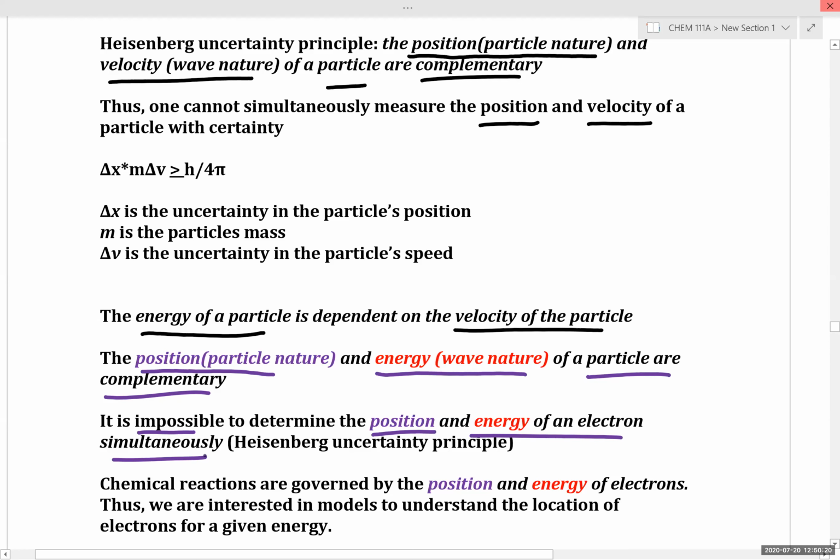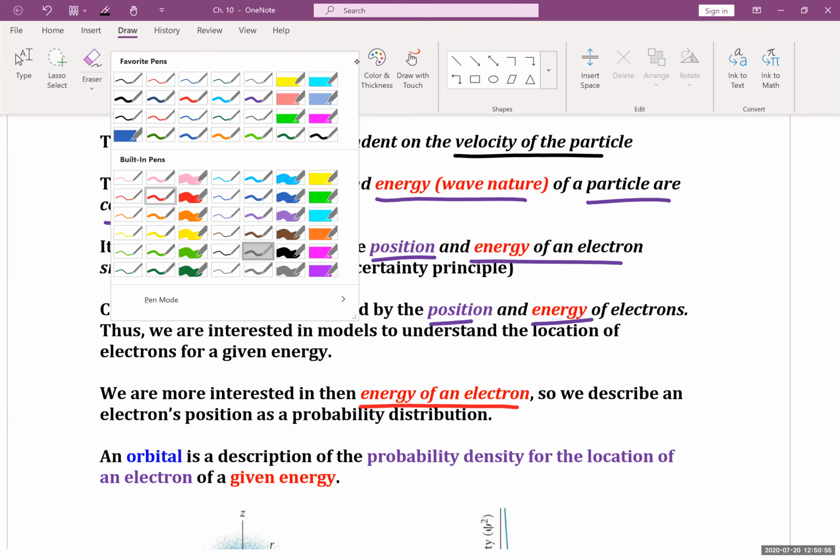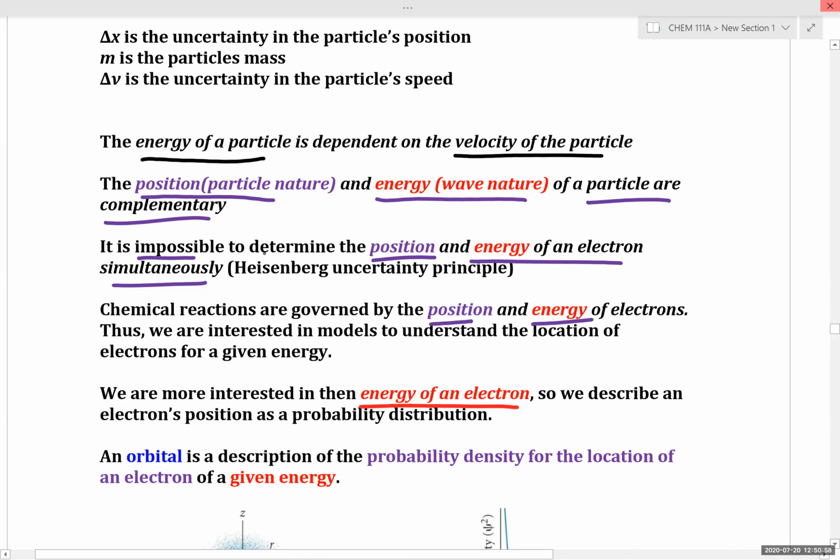Now, why is this important? Well, chemical reactions are governed by the position and energy of electrons. So we're interested in models fundamentally to understand the relative location of an electron for a given energy. However, if we had to pick one of these two complementary properties to determine with a high degree of certainty, we are far more interested in the energy of an electron. So we will concede a little bit of certainty in the electron's position.